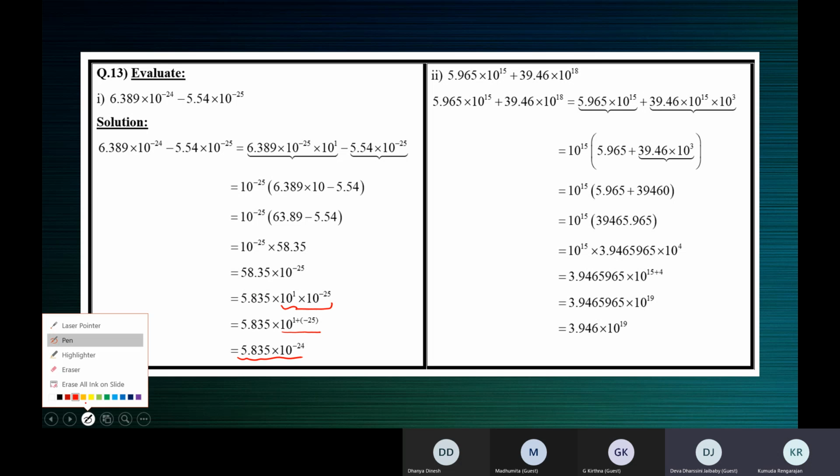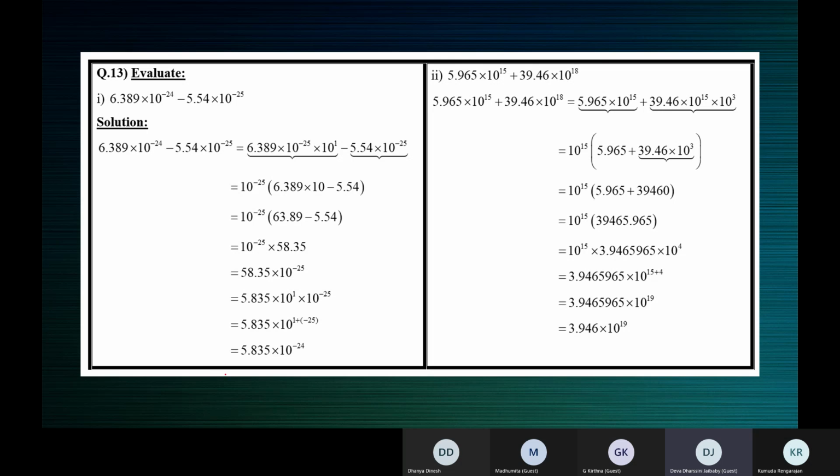Ma'am, after completing this topic, can you teach direct and indirect variation, ma'am? Yeah, sure. Thank you, ma'am. Because I'm having some trouble in doing that in my school sums, ma'am. Okay.